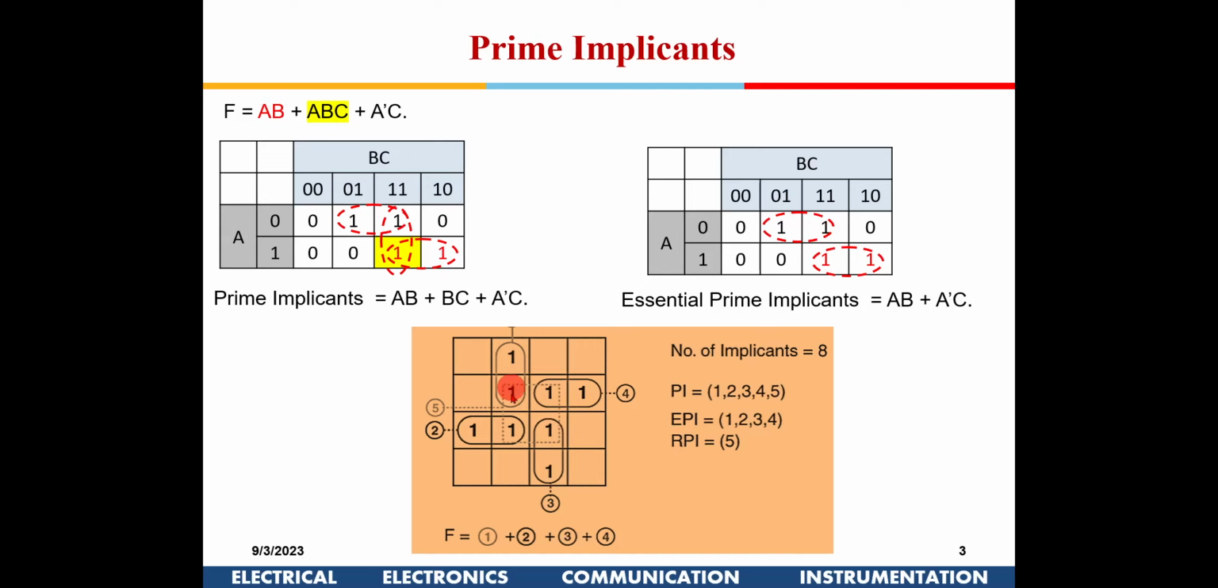Now this is another example. The function is not mentioned here, but the K map is given. I have all these 1s, the vertical 2, 3 and 4, and they become the essential prime implicants, 4 of them. Then you can have one more grouping of all these 4 here, and that becomes the redundant prime implicant. All these 5 groupings together are called the prime implicants. So this is the basic definition of a prime implicant.